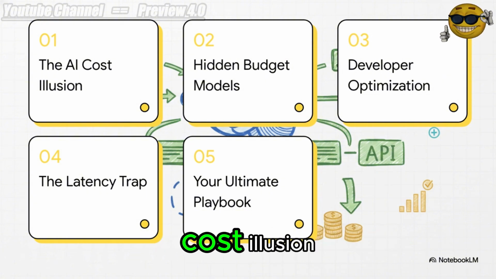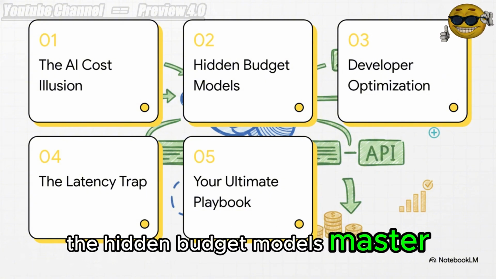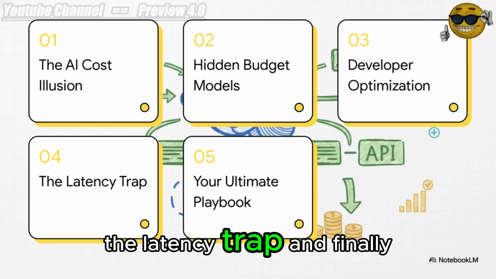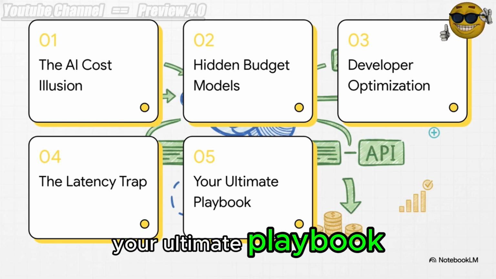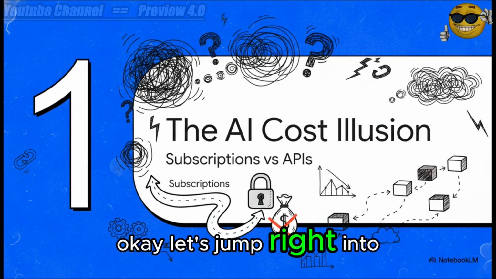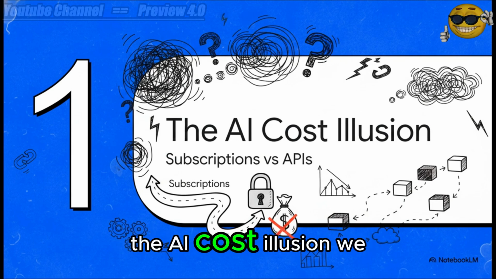We'll look at the AI cost illusion, the hidden budget models, master developer optimization, the latency trap, and finally, your ultimate playbook. Okay, let's jump right into part 1, the AI cost illusion.